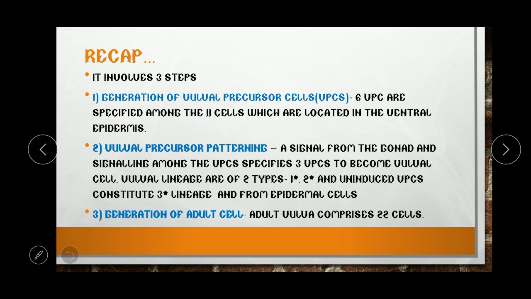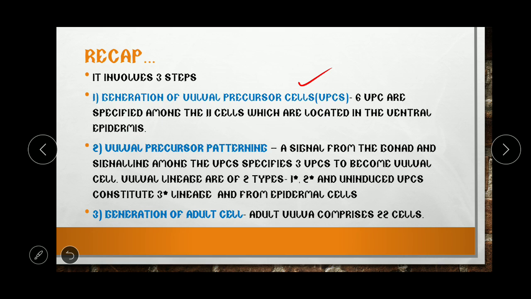The steps are as follows: the generation of vulval precursor cells, the VPCs. As you know, these are the initiators of vulval development, so they will be formed first. Then, the VPCs are actually 6 cells from the 11 cells of the ventral epidermis, and they are specified, that is, they are quite distinct from the other cells of the ventral epidermis. There are a total of 11 cells in the ventral epidermis, and from them 6 are VPCs.